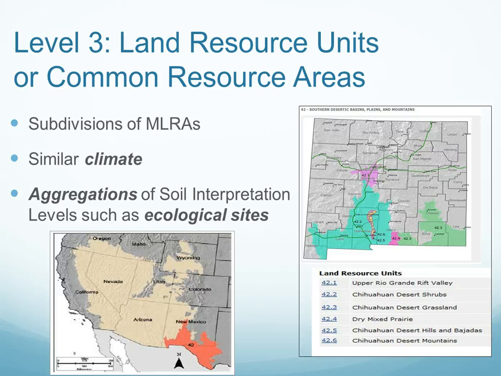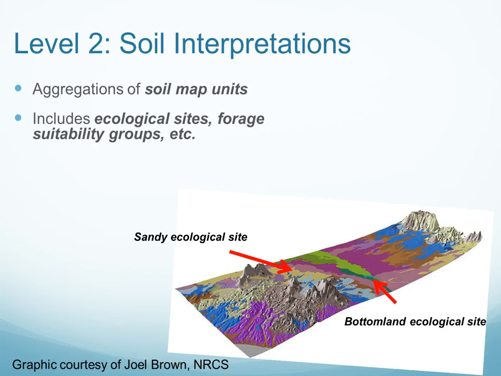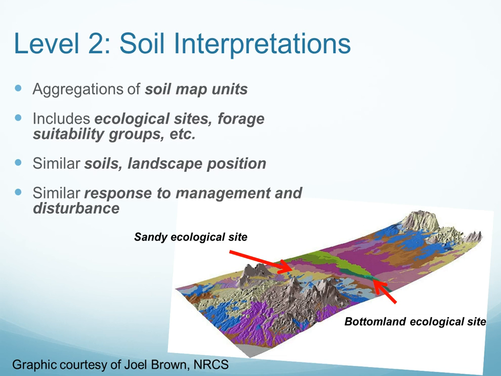Now, this part of the system is being revised by the NRCS, and so currently the land resource units and common resource areas cannot be used to identify ecological sites. So let's go to the next level, which are the soil interpretations. Now, these are the aggregations of soil map units. You may recall that soil map units are the foundation or the basis, the lowest level of the hierarchy of the land classification system that we are considering.